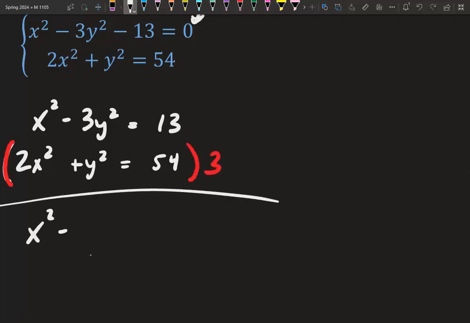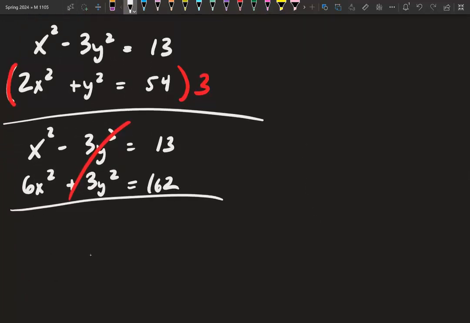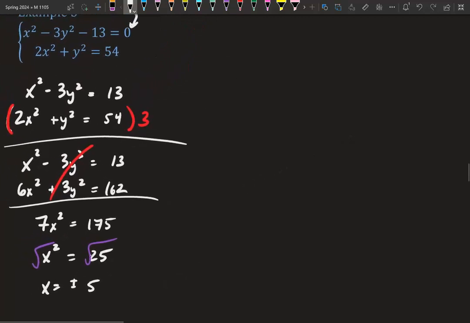We have x squared minus 3y squared equals 13, and then we have 6x squared plus 3y squared equals 162. Our y's cancel. We're left with 7x squared equals 175. Divide by 7, so we have x squared equals 25. We square root it. That means we have x equals positive negative 5. So we have two answers: x equals negative 5 and x equals 5.